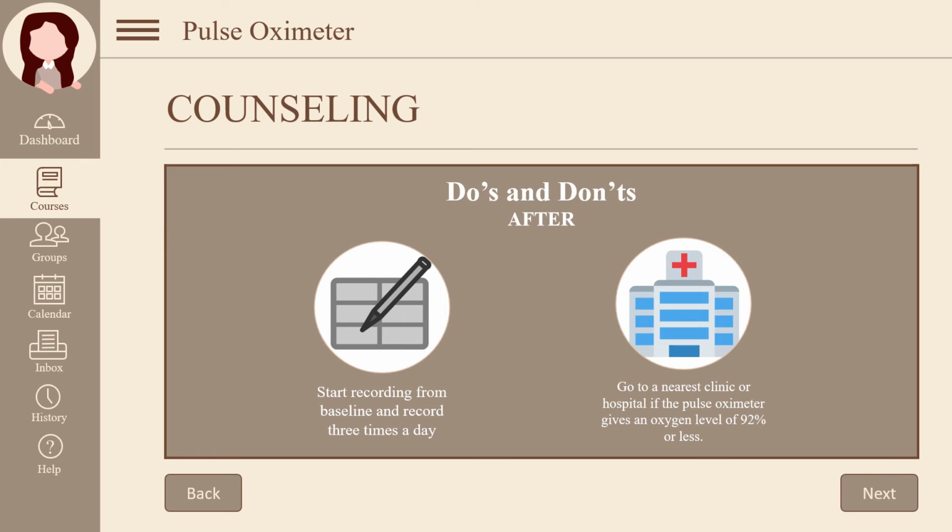After using the pulse oximeter, start recording from baseline and record 3 times a day at the same time to check accuracy. Take extra measures if there is a change in the patient's health. And go to the nearest clinic or hospital if the pulse oximeter gives an oxygen level of 92% or less.